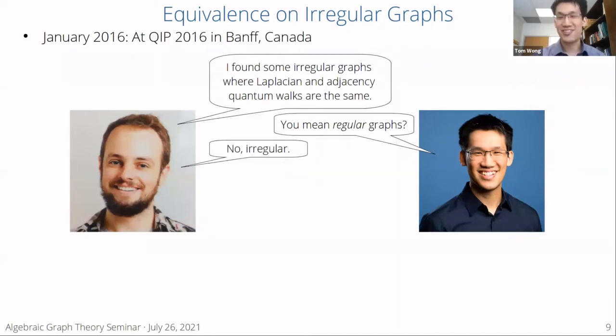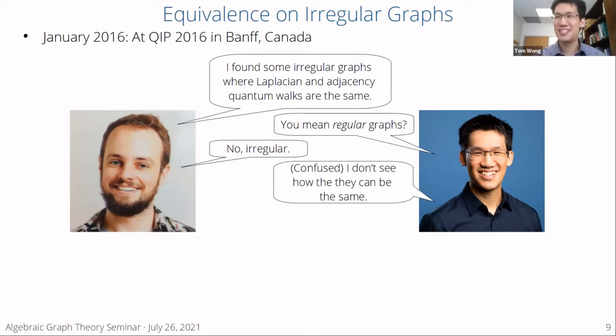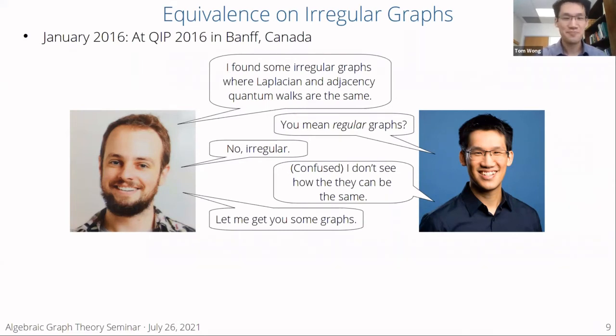By the way, these are not direct quotes. This is me trying to remember what happened 5.5 years ago. The actual words are different, but this is the sense of the conversation as I remember it. When he says irregular graphs where these walks are the same, I don't see how they can be the same. You're not going to get a global phase you can drop, and it seems like you should get very different evolutions. And he's like, I did some simulations and I found a couple of graphs. Let me find them for you.